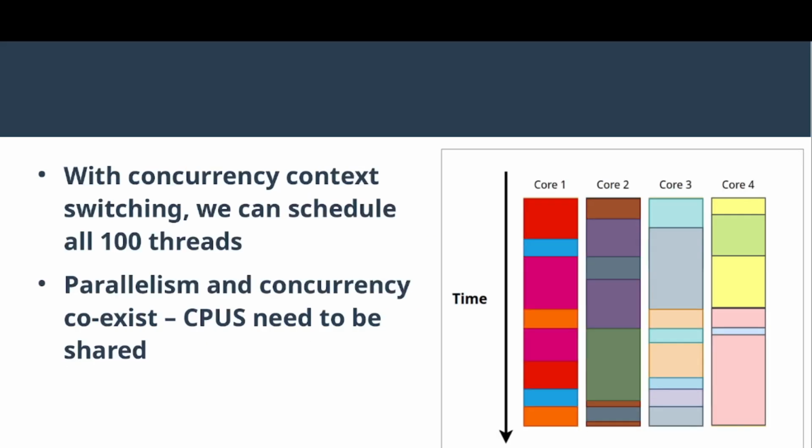Well, with concurrency and context switching, we can take care of this. We can schedule all 100 threads and handle them at the same time. And note, parallelism and concurrency coexist. Both are involved here because CPUs are resources that need to be shared.